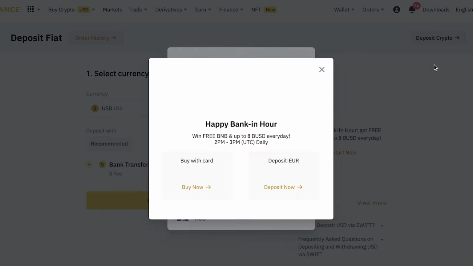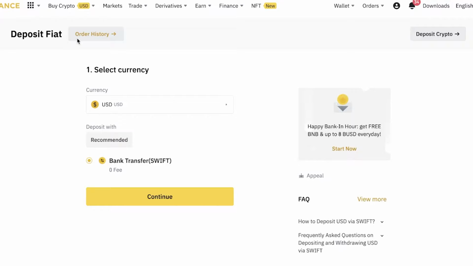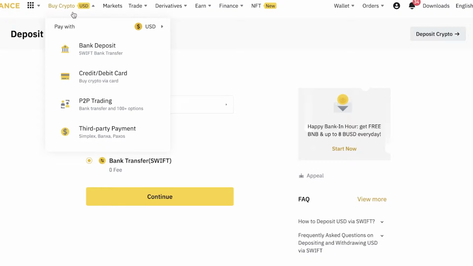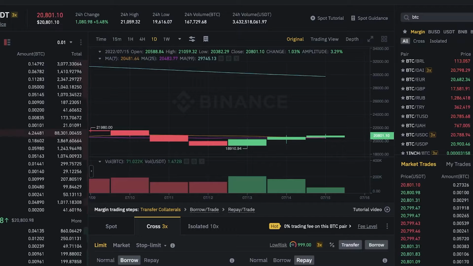So you can see if you currently don't have any money, you can click on deposit over here, and you can select your currency, how you want to add it, and then you can use a bank transfer, Swift, you can use credit or debit cards. Then you can also do P2P trading or third-party applications as well for inputting or depositing your money into your Binance account.